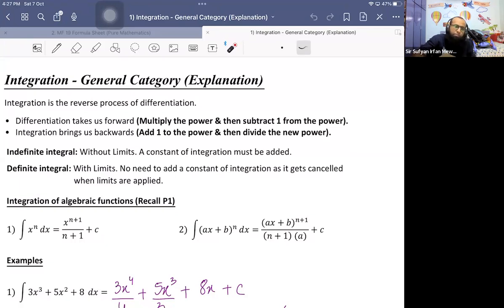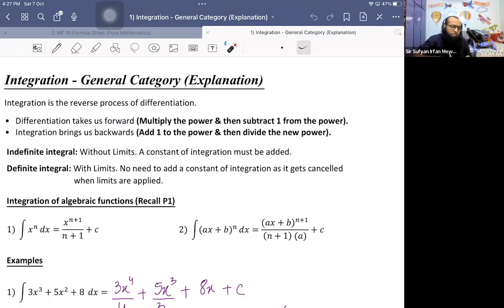Just like differentiation, I have divided integration into three categories: the general category, integration by parts, and integration by substitution. The first category is integration general category. When we are starting with general category, we'll be reviewing a bit of AS integration part as well.